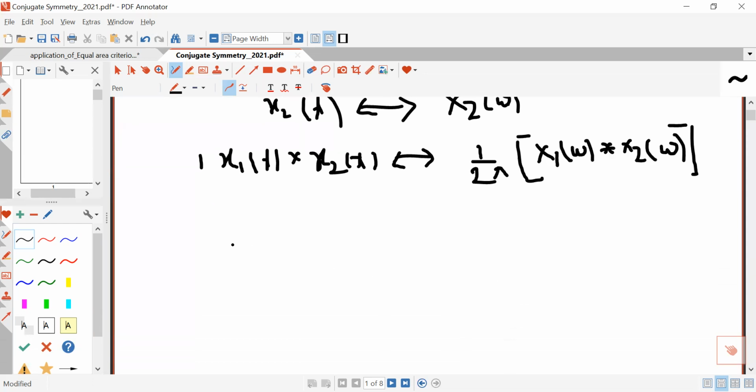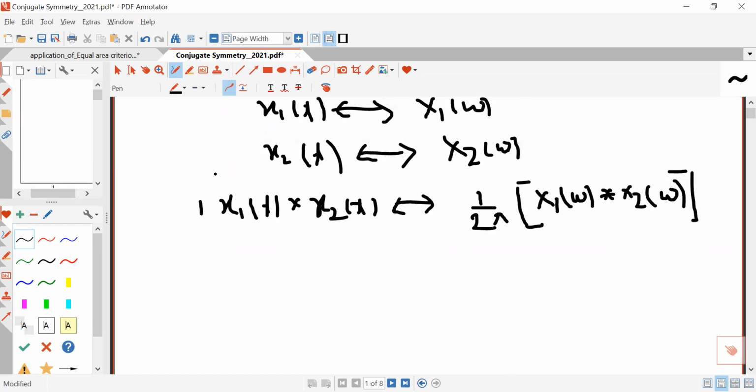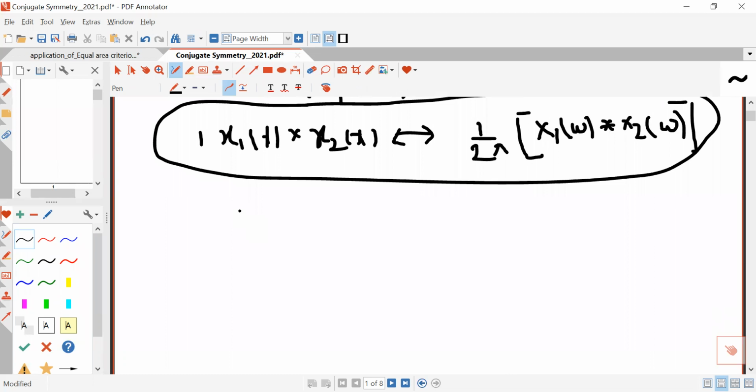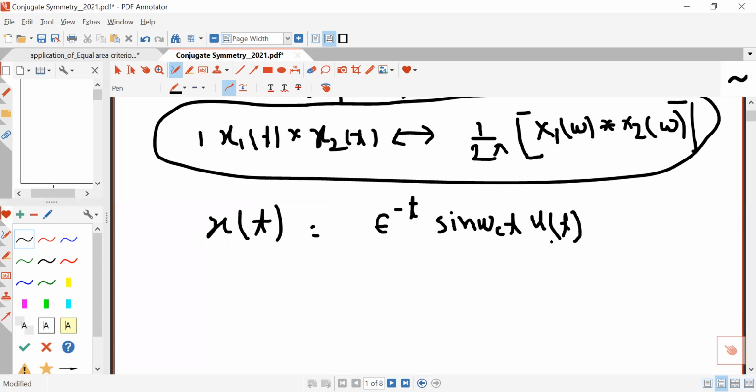Let us consider one numerical example to understand this property. The question is: find the Fourier transform of e to the power minus t sine omega_c t u(t). The question is to determine the Fourier transform of the signal e to the power minus t sine omega_c t u(t).